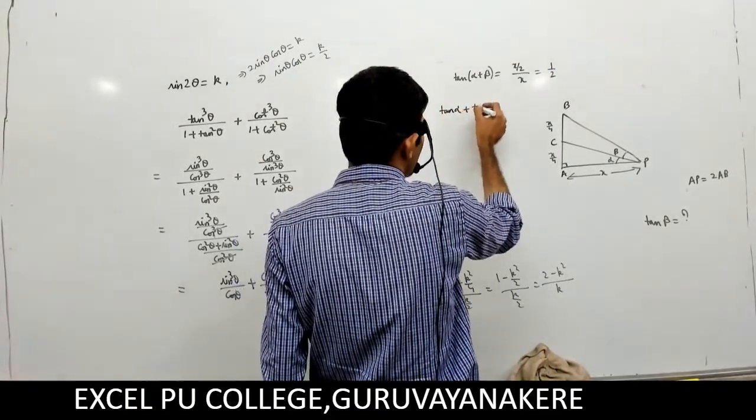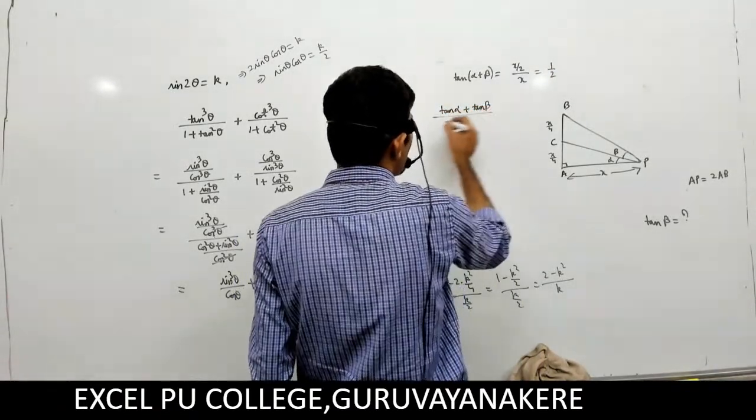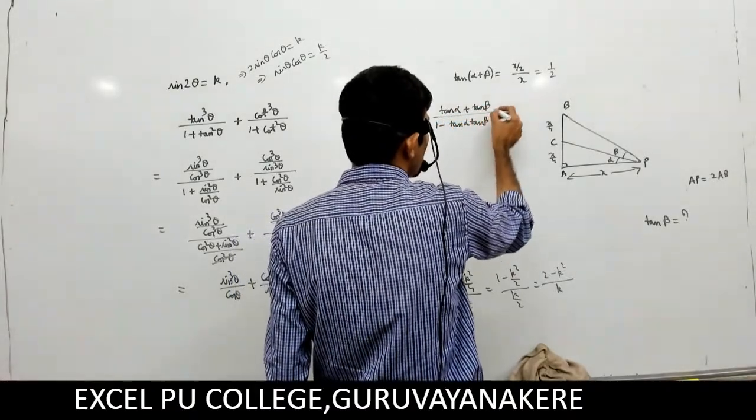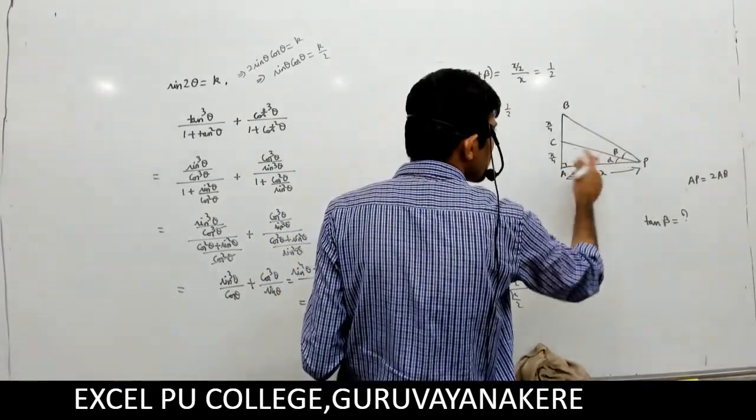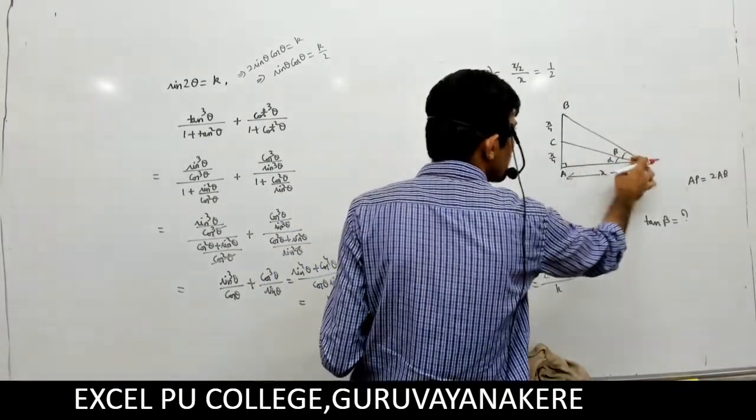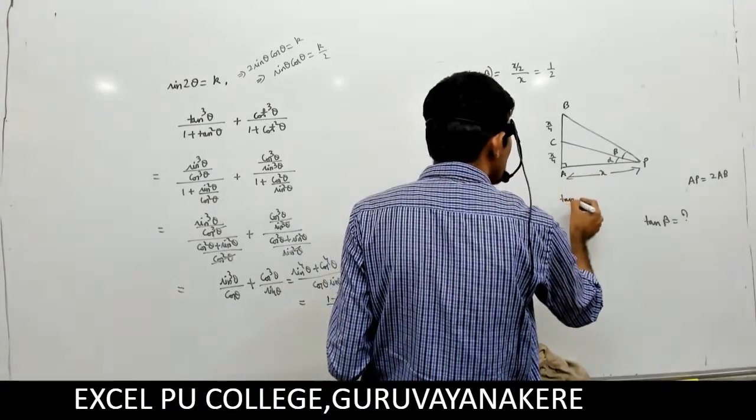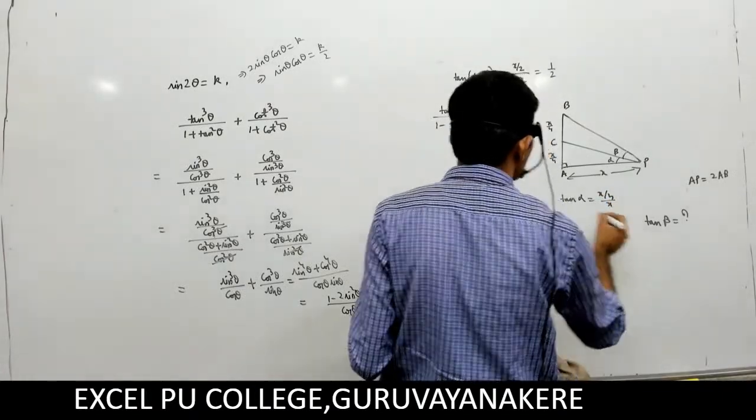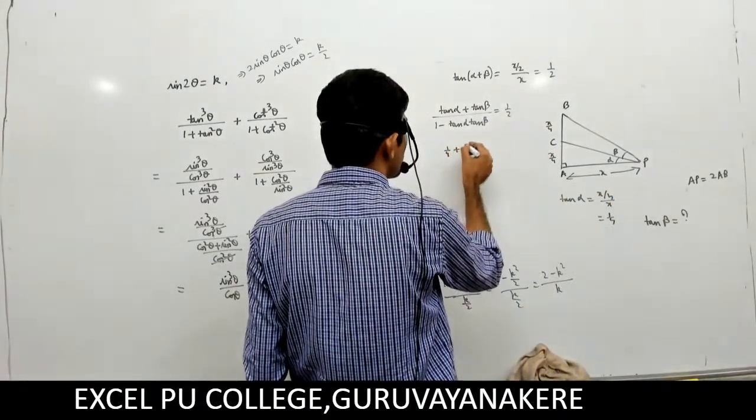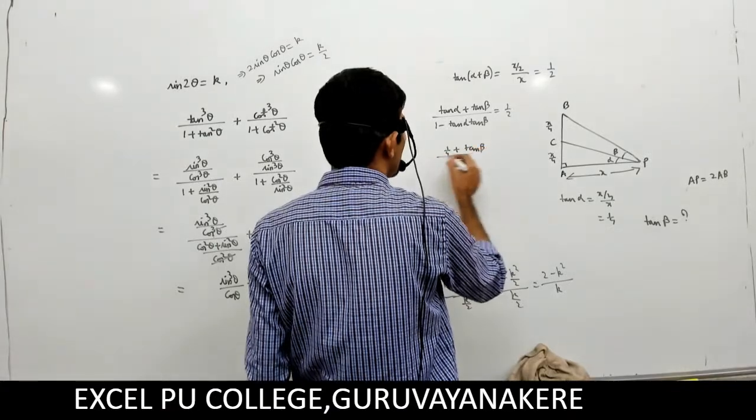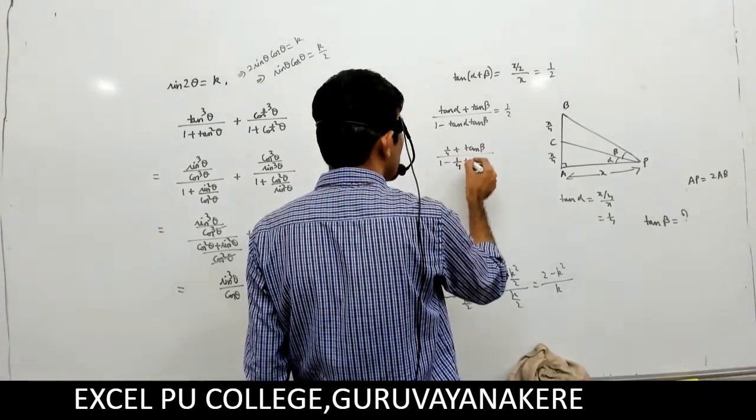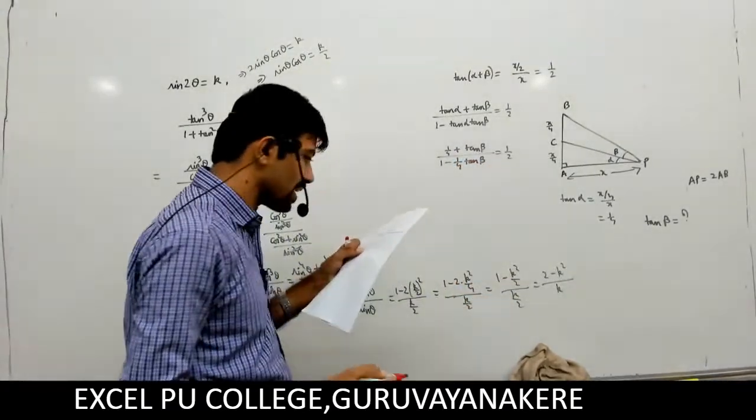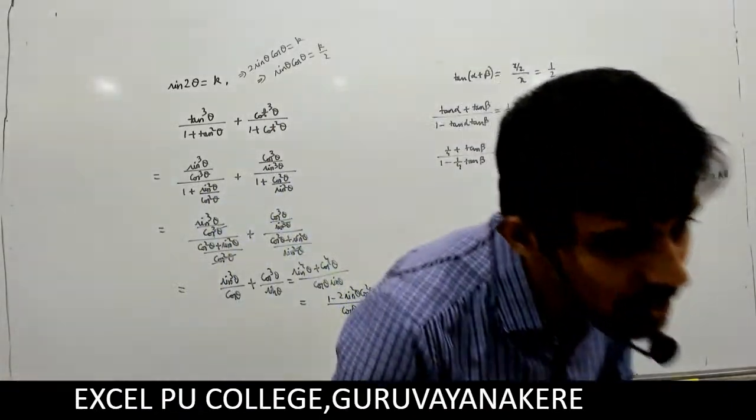Tan of alpha plus beta is tan alpha plus tan beta divided by 1 minus tan alpha into tan beta, which is equal to 1 by 2. Tan alpha I can define from this triangle, no? In triangle ACP we can define tan alpha. Tan alpha is opposite by adjacent, x by 4 divided by x, that is 1 by 4. So 1 by 4 plus tan beta divided by 1 minus 1 by 4 into tan beta is equal to 1 by 2. Take LCM and simplify this, you get the answer. Tan beta is 2 by 9.